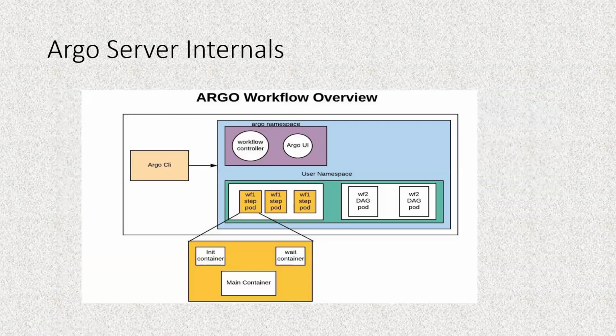Let's go to the Argo Workflows internals, specifically the server side of it. How Argo server works is, as I mentioned, there are worker nodes that execute the workflows. Say there are three workflows; workflow one has multiple steps. When one step is executing, it has one init container, one main container, and one wait container in a single pod only.